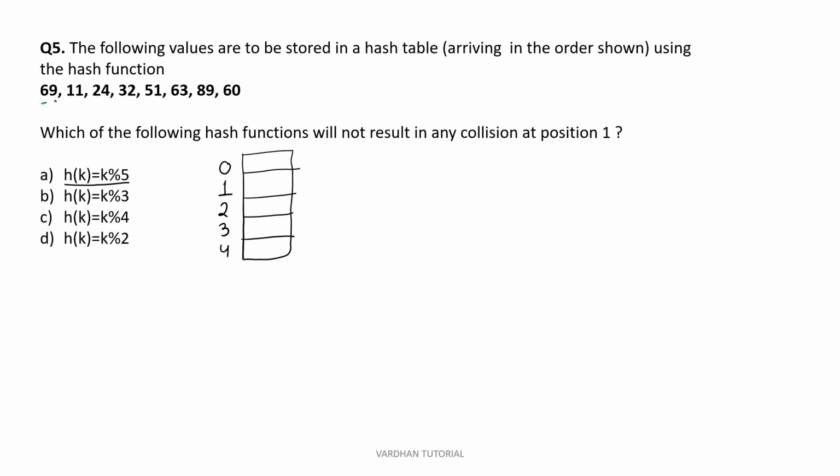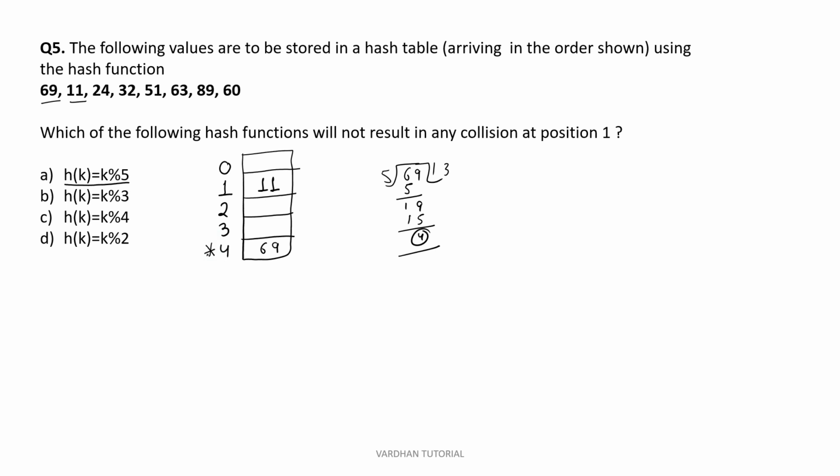So when 69 is divided by 5, remainder will be 4. See how we will divide 69 by 5. 5 1s are 5, 5 3s are 15, 4 is our remainder. So this 69 will be placed here. Then 11. 5 2s are 10 and remainder is 1. So 11 will be inserted here. Again 24. Now for 24, 5 4s are 20 and 4 will be remainder. So 24 will be checked here.